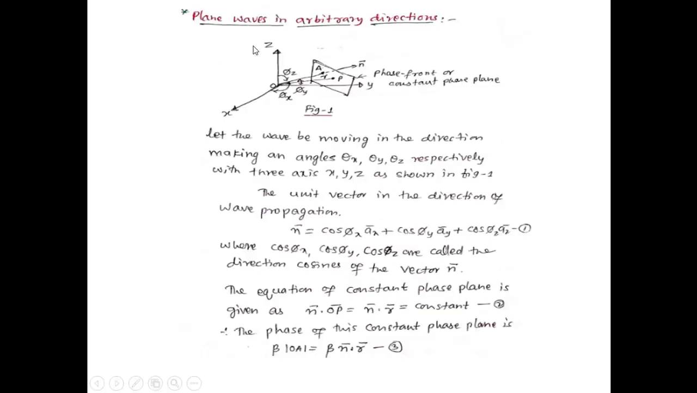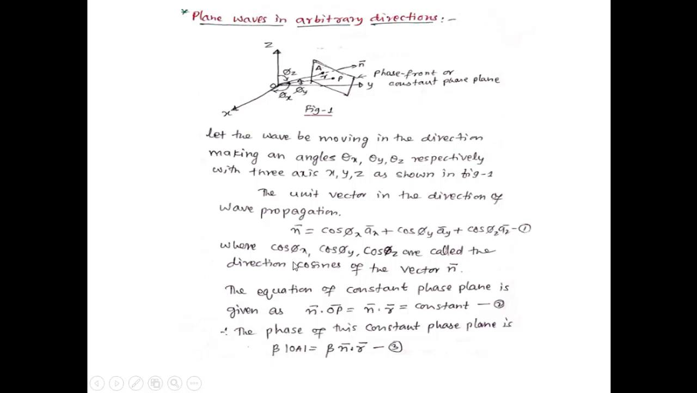So next is plane waves in arbitrary direction. Let the wave be moving in a direction making angles theta x, theta y, theta z respectively with the three axes x, y, z, as shown in figure 1. The unit vector in the direction of wave propagation, n bar, is equal to cos phi x ax bar plus cos phi y ay bar plus cos phi z az bar.